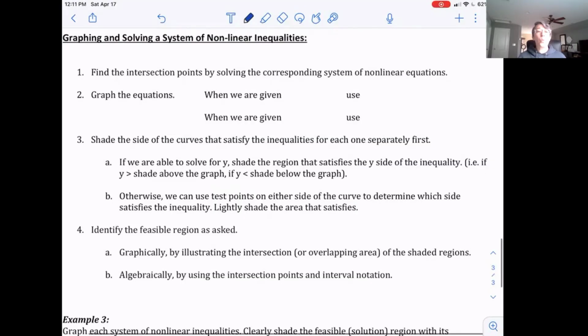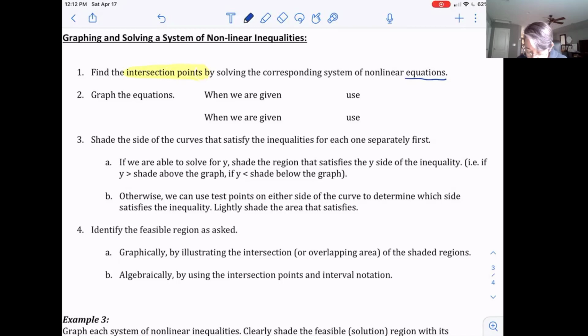So now let's focus on what's involved when we're graphing a system of nonlinear inequalities. When we're doing this by hand, we first want to find the intersection points. And we do that by solving the corresponding system, but we do it in terms of just equations, just like we did on that first page. We set them up as equations. Where will they meet? So we at least know to have those points involved. Then we want to graph the equations.